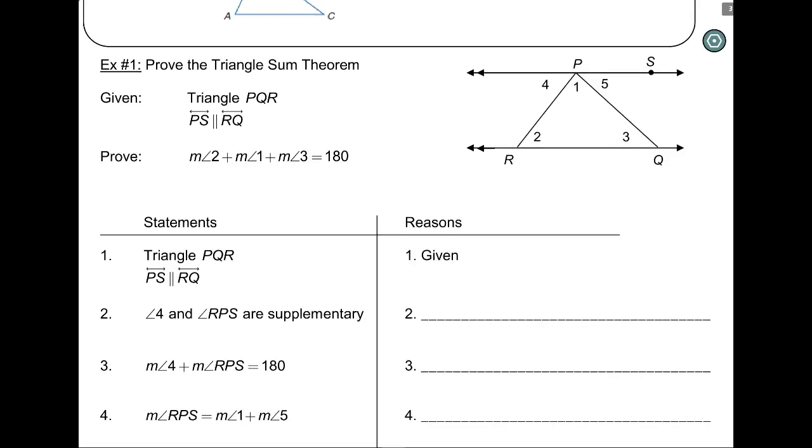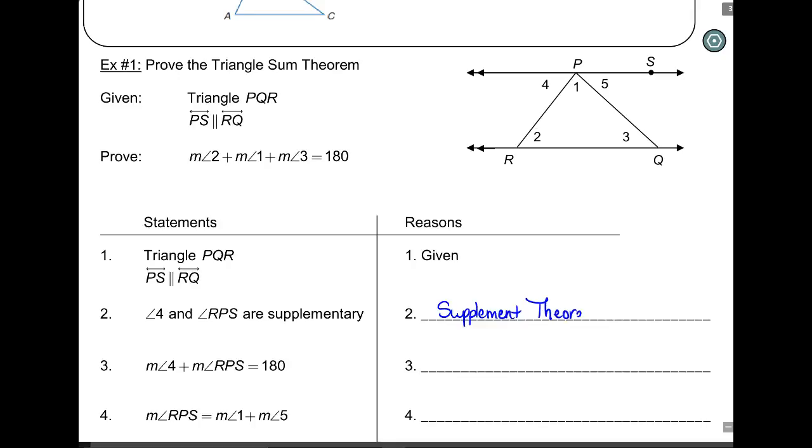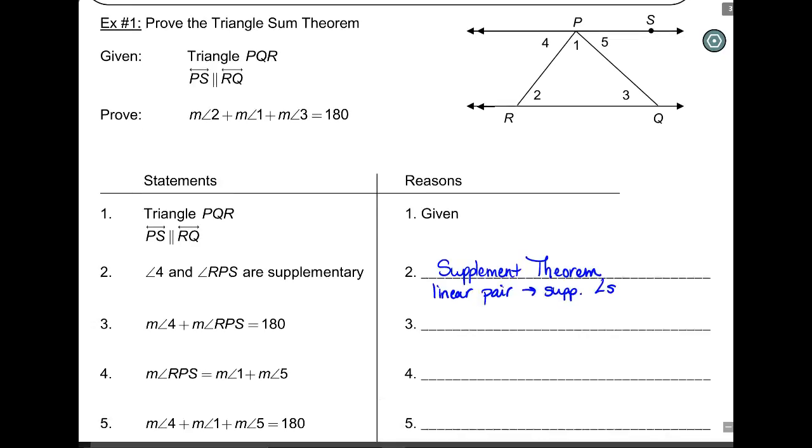Okay, so let's talk about why angle 4 and angle RPS would be supplementary. Definition of a linear pair. Not definition of linear pair, but what's a linear pair? We're talking about angle 4 and this angle. They are a linear pair, but it's not definition of linear pair. Supplement theorem. The supplement theorem says if you have a linear pair, so this is kind of an abbreviated form, this implies that you have supplementary angles. Okay?